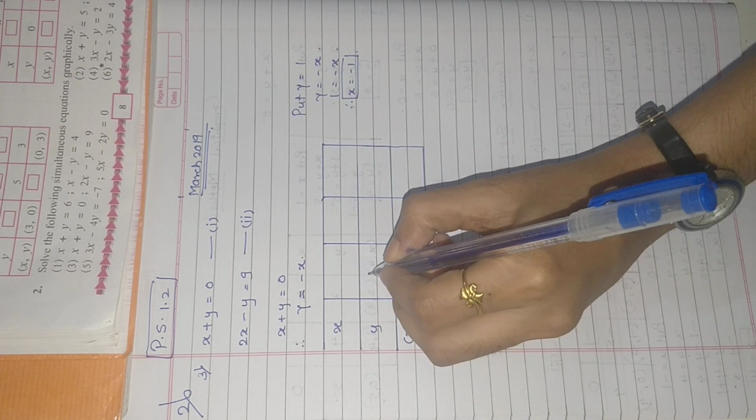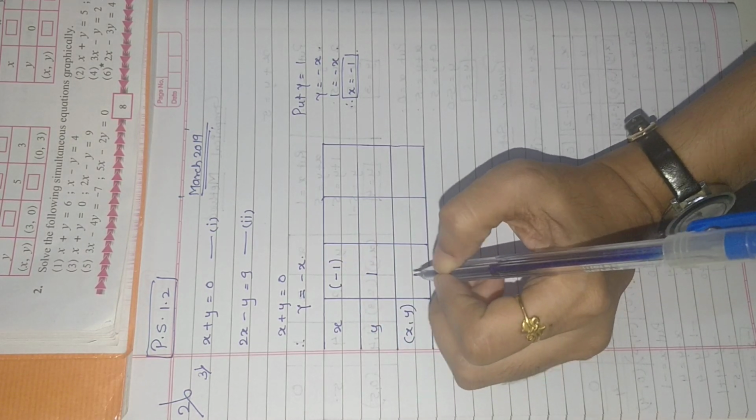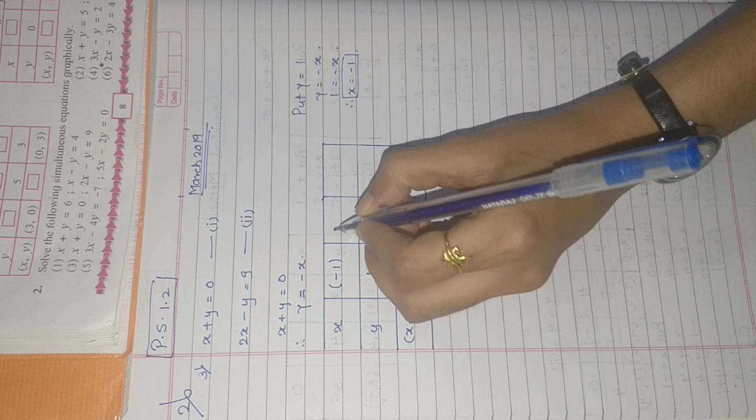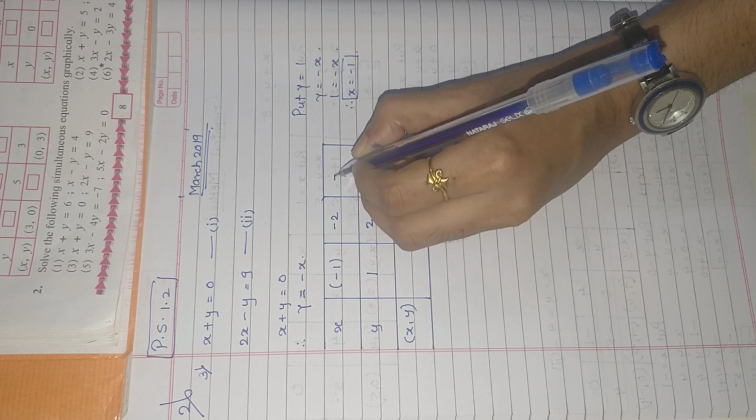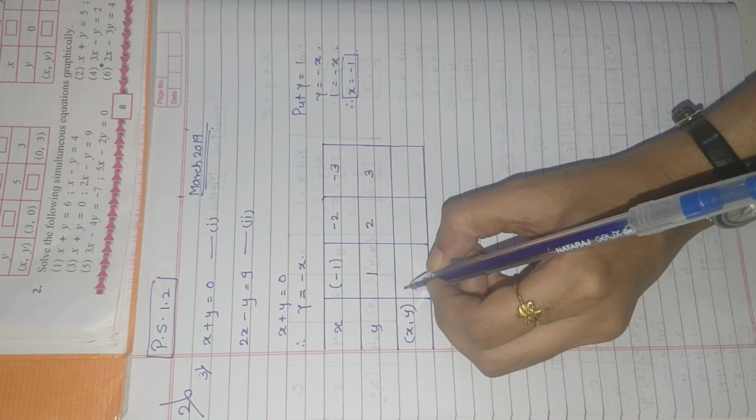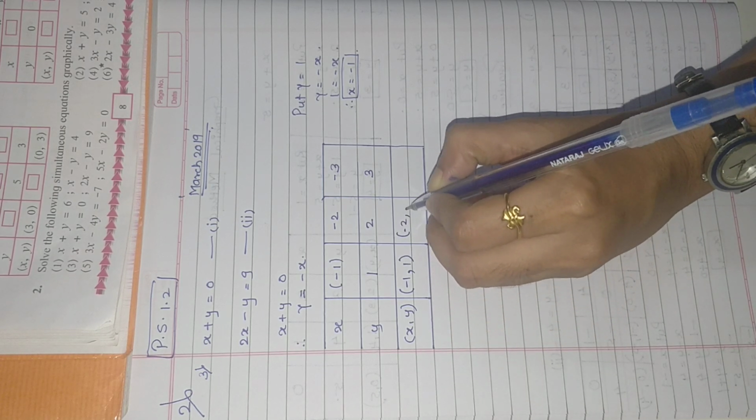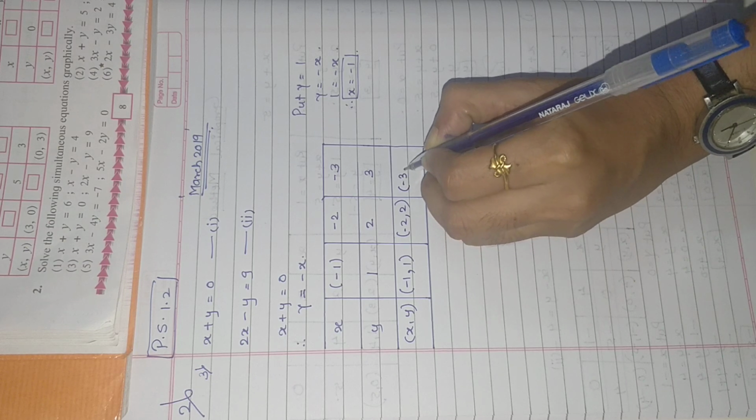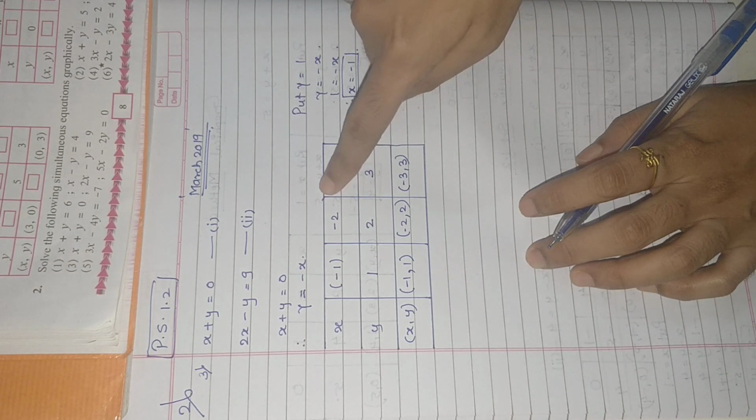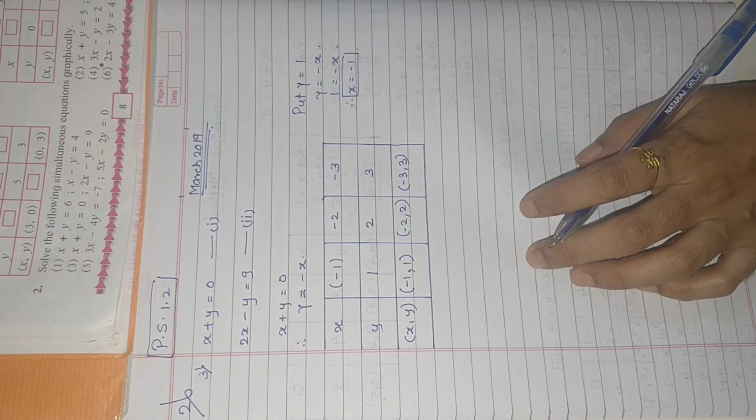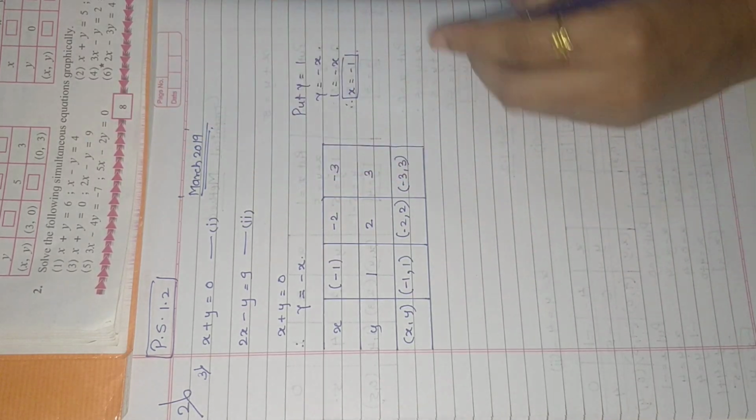If you are assuming y as 1, x will be minus 1, correct? If you are assuming y as 2, x will be minus 2. If you are assuming y as 3, x will be minus 3. Easy. So your coordinates are minus 1 and 1, minus 2 and 2, minus 3 and 3. Just to make it easier, I solve this. Clear? So the first equation we are done. We'll go for the second one.